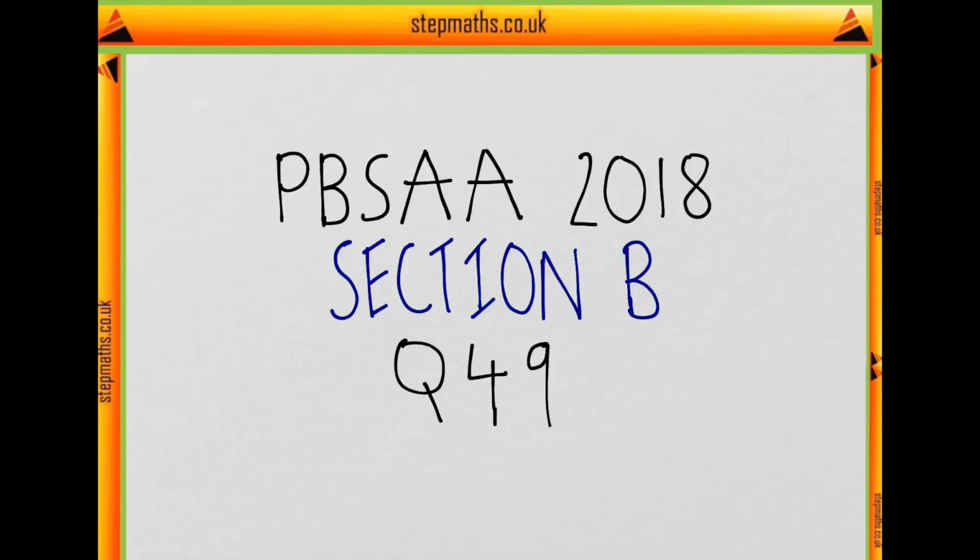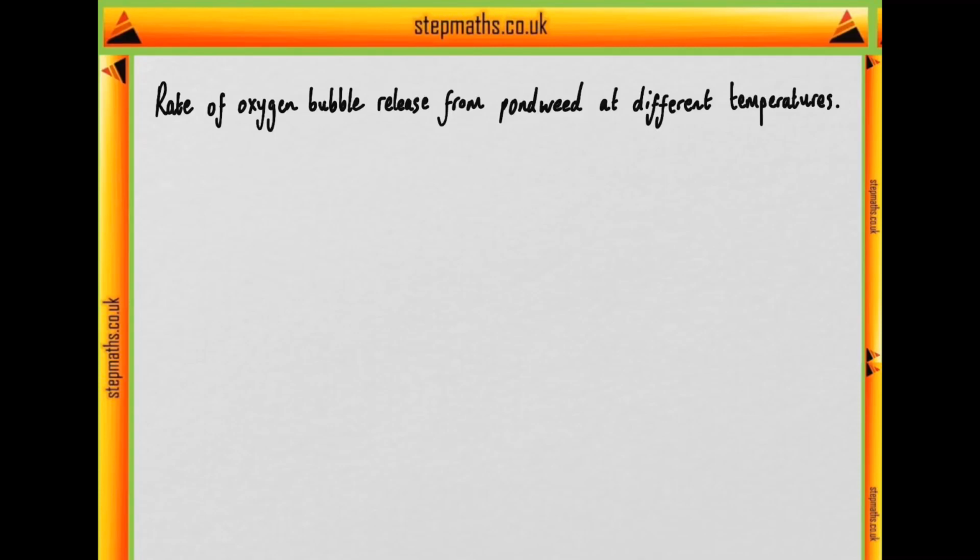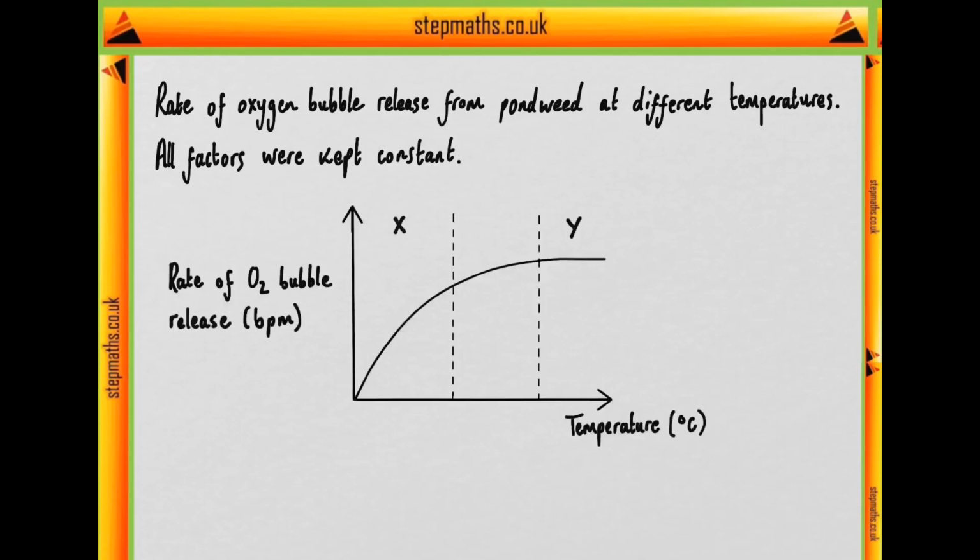This is question 49 from section B of the 2018 PBSAA paper. In this question, we're told about an experiment looking into the rate of oxygen bubble release from pondweed plants at various temperatures. We're told that in the investigation at various temperatures all factors were kept constant, and we produced this graph with two labelled sections X and Y.